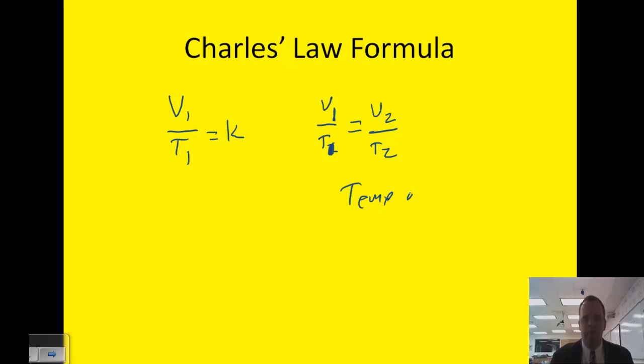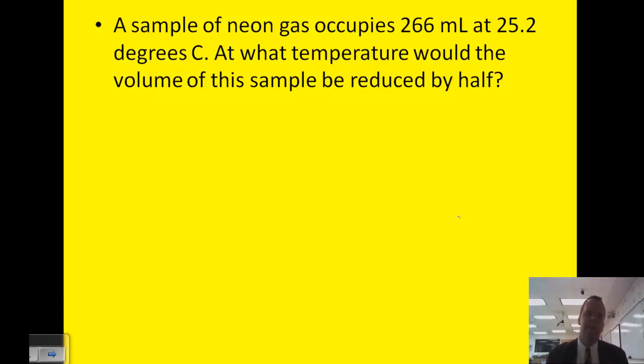Temperature must be in Kelvin. Doesn't matter if you want to solve for degrees Celsius. If you have degrees Celsius to start with, you must convert to Kelvin before doing Charles's law. Then you can convert back to Celsius, but you cannot start at Celsius. So let's look at some example problems.